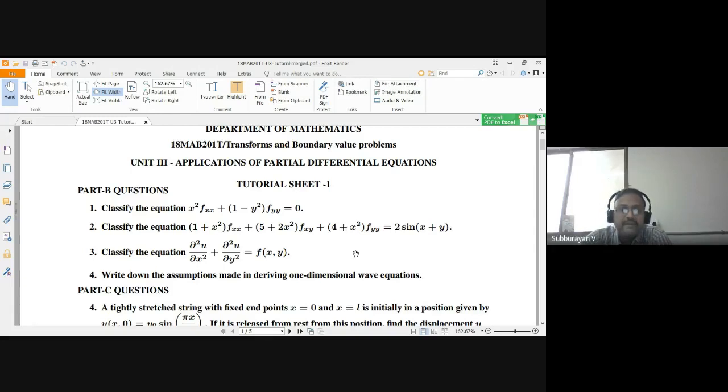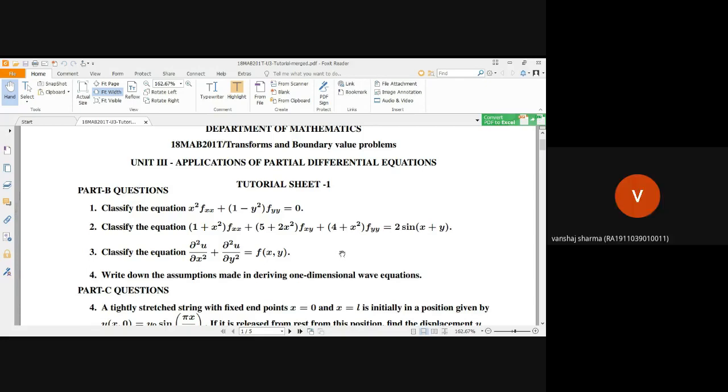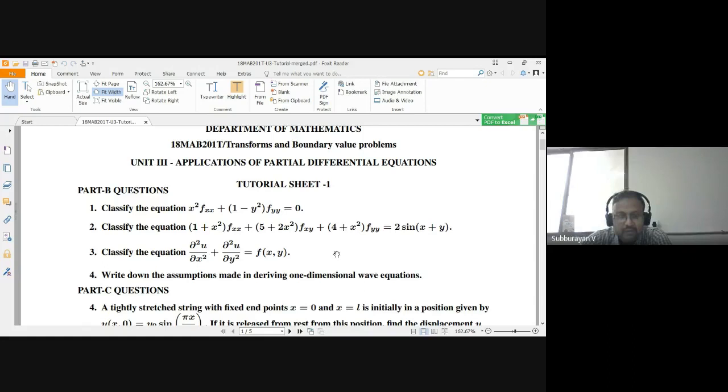Now tell me what is the nature of the PDE? So the PDE is hyperbolic, sir, because it is greater than 0. When or where? Everywhere it's greater than 0. Very good. Everywhere it is hyperbolic type.